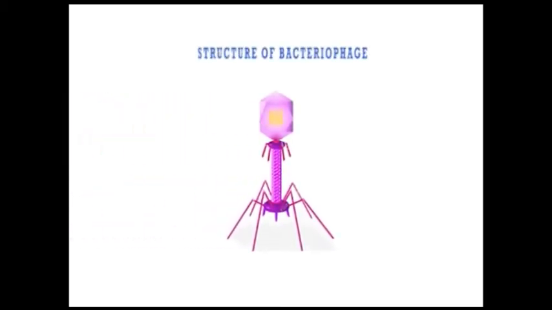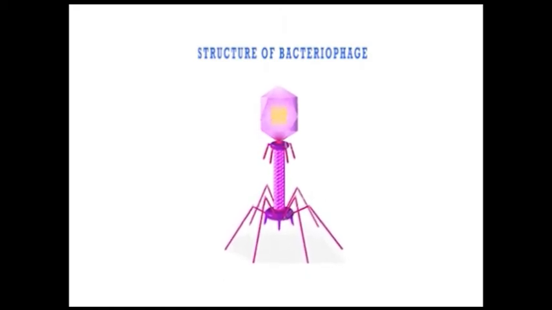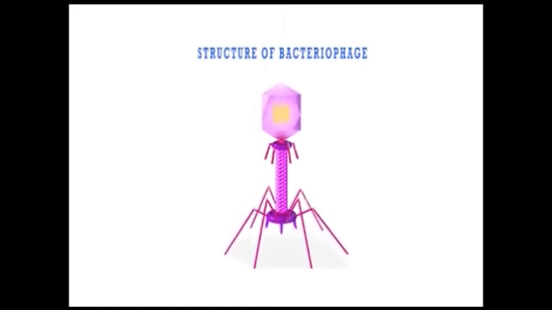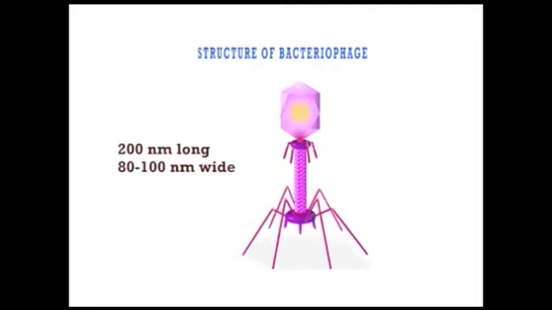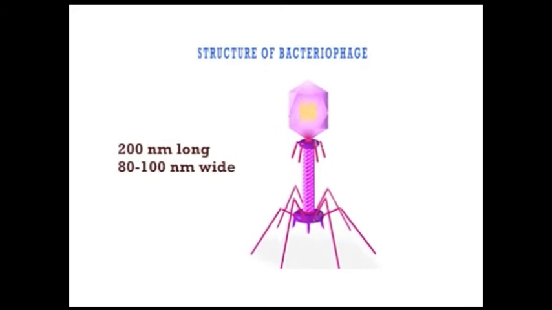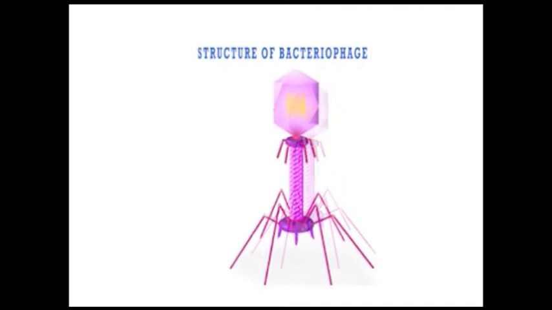Now we'll see the structure of bacteriophage. Bacteriophages have different shapes and sizes. The T4 phage is one of the largest among the bacteriophages, approximately 200 nanometers long and 80 to 100 nanometers wide. Generally, all phages range in size from 24 to 200 nanometers in length. Some phages may have an icosahedral capsid while others are filamentous.